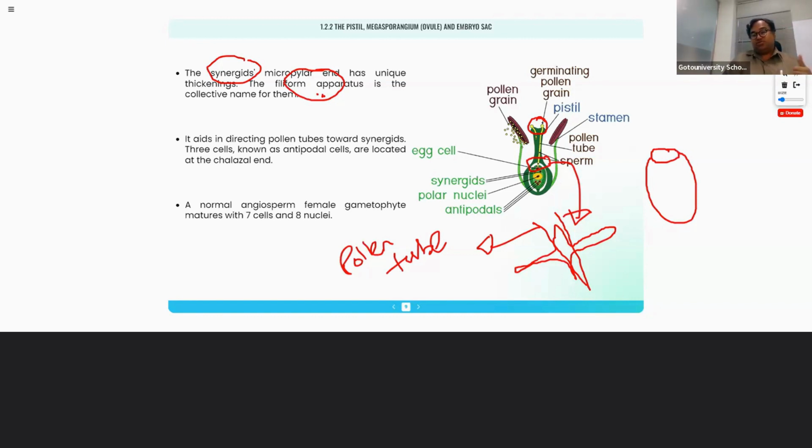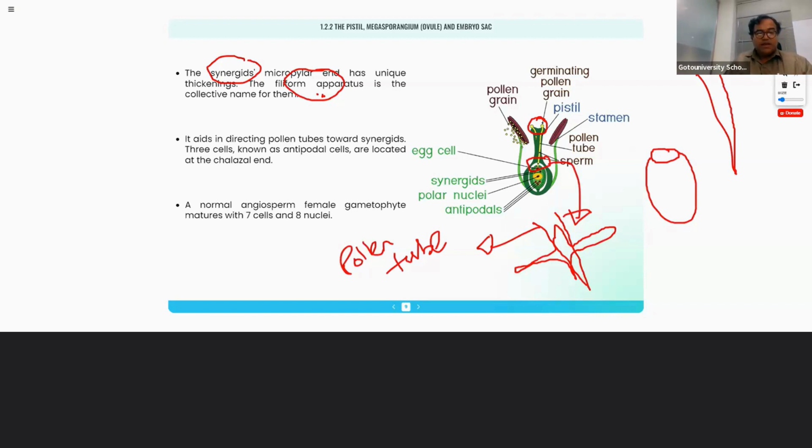My name is Sanjay. I am the filiform structure. I will guide you how to reach the egg. Like this, who is saying it? The synergid structure is nothing but the filiform apparatus, which is explaining this. The filiform apparatus guides the pollen tube entry towards the egg, right?